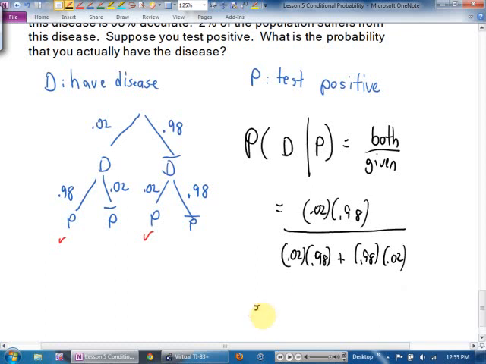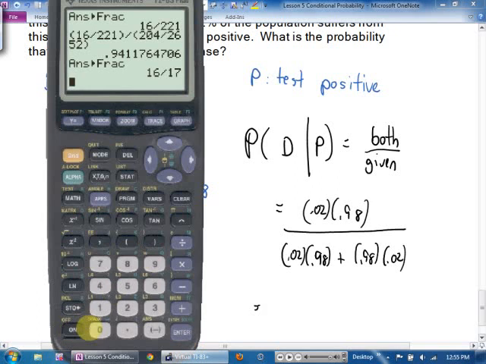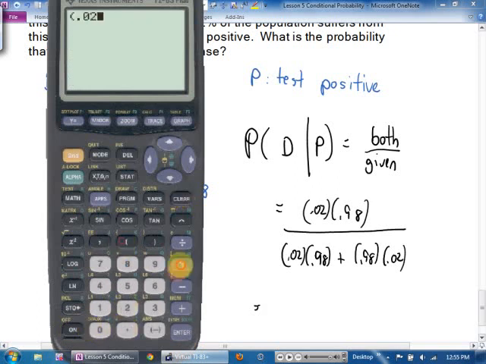I guarantee the answer is surprisingly less than 98%. What do you get? What? What'd you get? I gotta try this myself. This is one of the most counterintuitive questions you'll ever come across. .02 times .98 plus 0.02 times 0.98. I put the bottom in brackets, check. I've typed it in right, check. You're telling me I only got a 50% chance of having the disease? That's not bad odds.